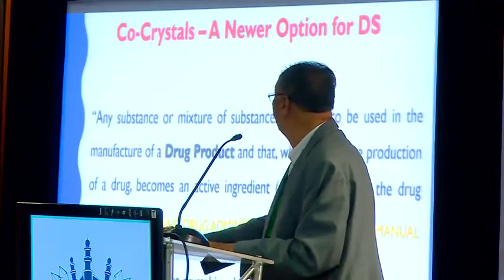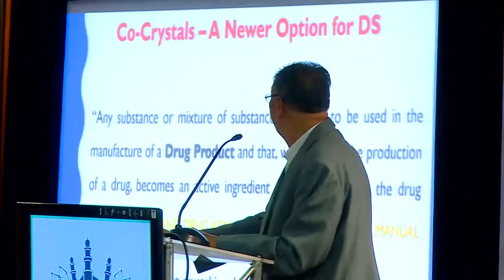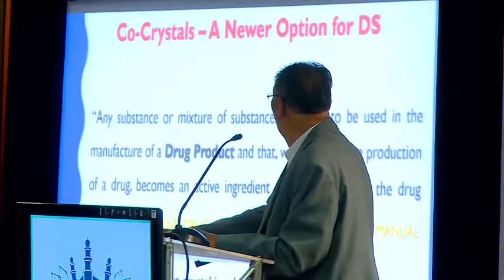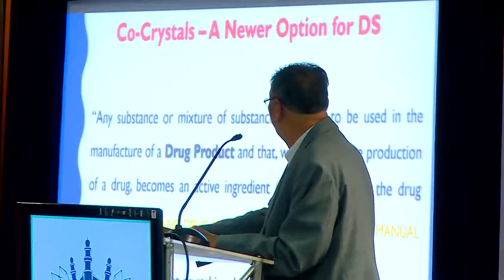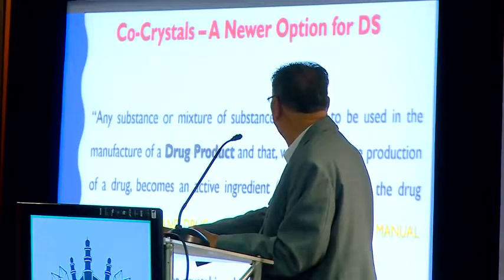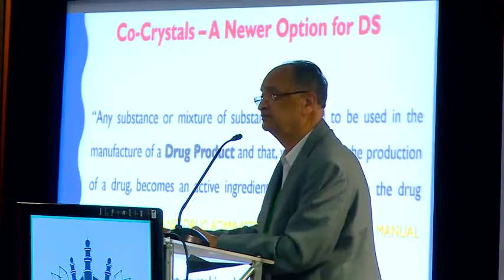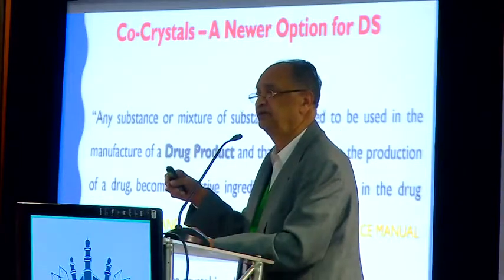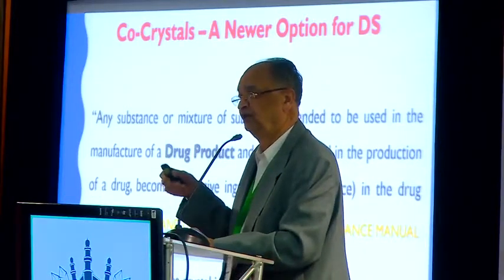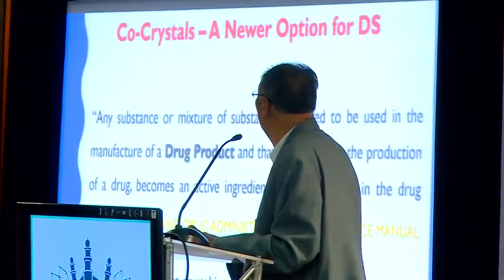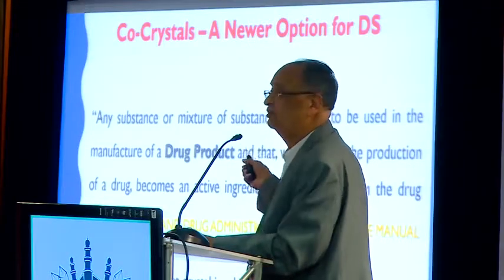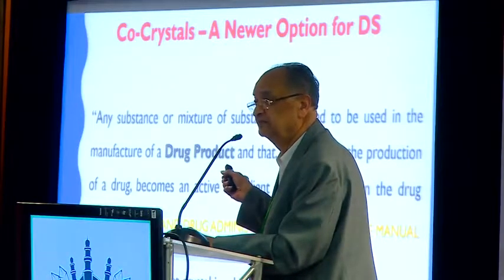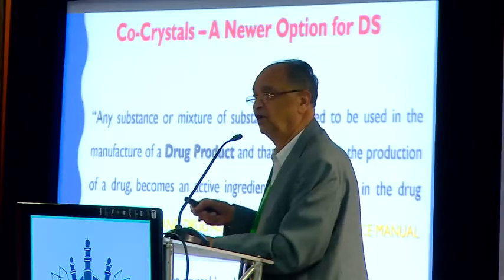Any substance or mixture of substances intended to be used in the manufacture of a drug product, and that when used in the production of a drug becomes an active ingredient in the drug product. You have seen drug substance is nothing but an active pharmaceutical ingredient. When it comes to a co-crystal, it becomes a drug substance that goes into making the drug product.